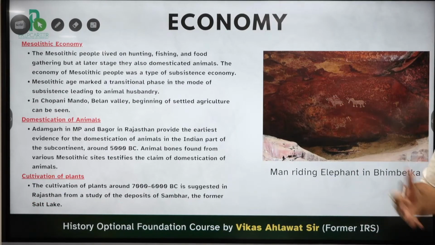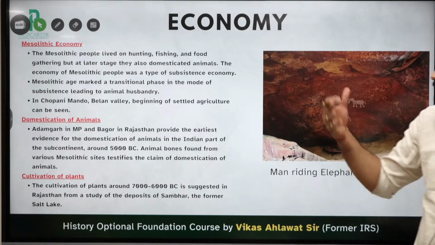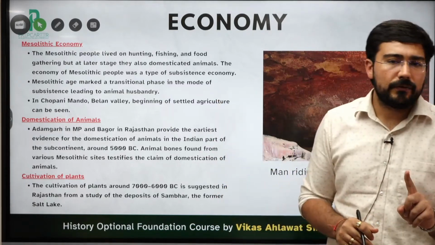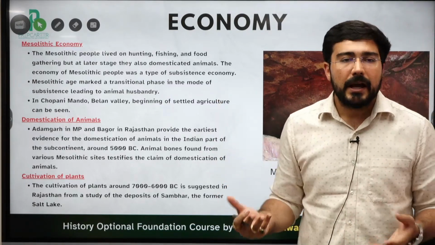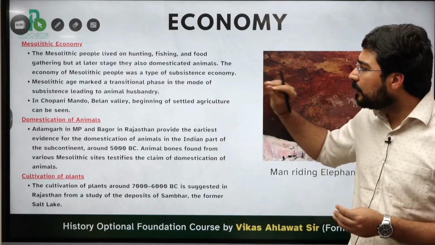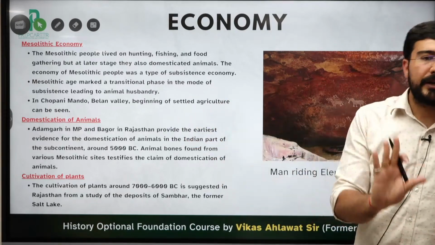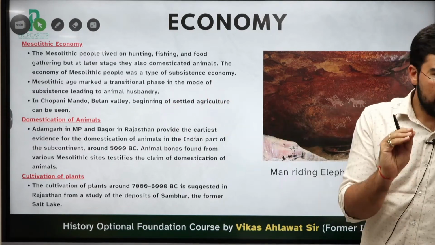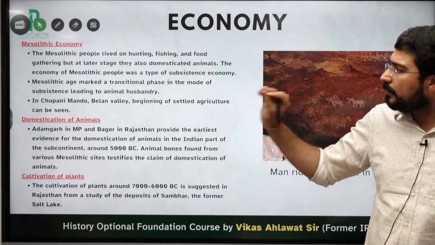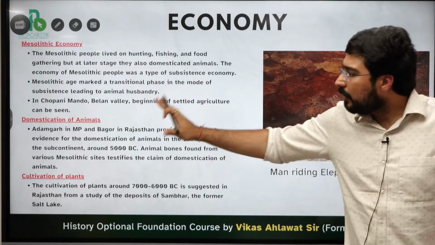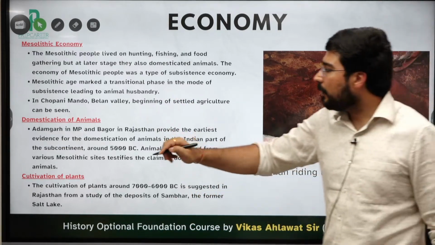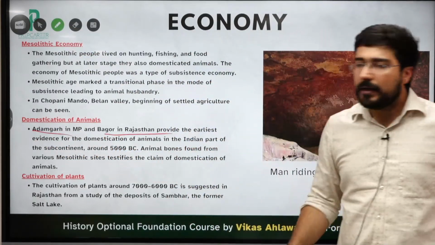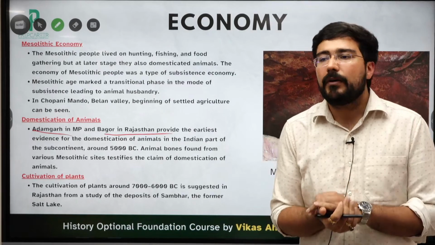And we talk about Mesolithic economy. Okay, so we see very same hunting, fishing, food gathering. One important addition was domestication of animals. At some of the places, we found some rudimentary level of agriculture also. Like Chopani Mando, beginning of settle can be seen. Okay, the research shows some beginning level. All right. Domestication of animals, as you have already seen, you can remember the examples like Adamgarh and Bagor provide the earliest evidence of domestication of animals.